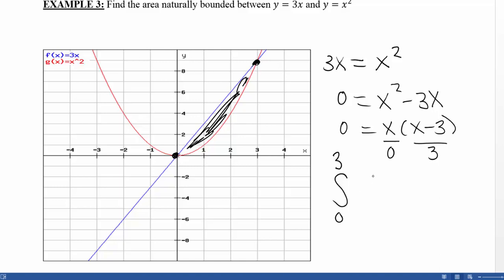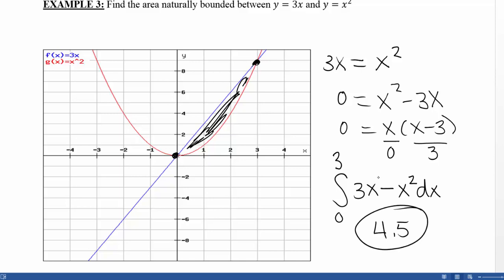And again, I need to do top curve minus bottom curve. So my top curve here is the line, which is 3x, minus the bottom curve, which is x squared. So the integral that I'm taking here is the definite integral from 0 to 3 of 3x minus x squared. When I plug that all into my calculator, I get 4.5. So that enclosed area there is 4.5.